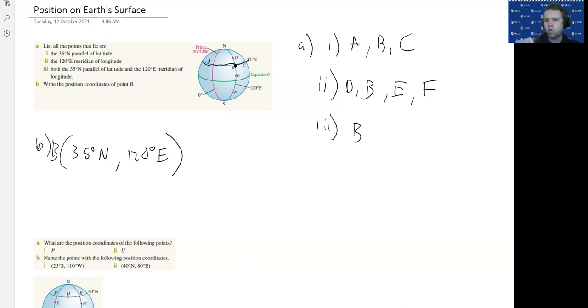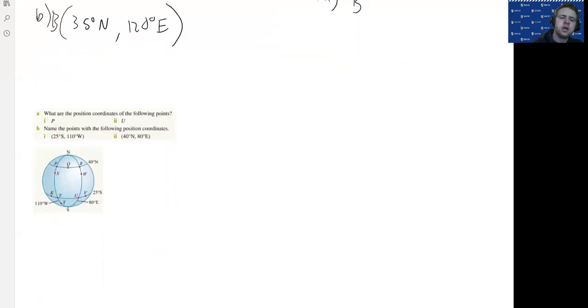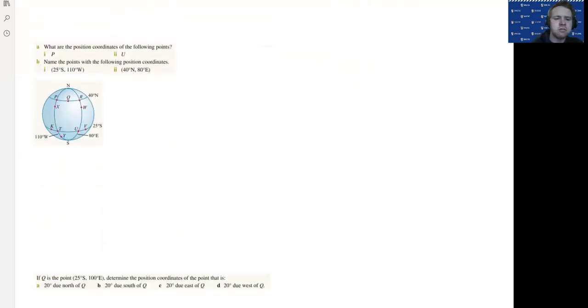So when you're writing coordinates with latitude and longitude, it's always the north-south first, and you say what angle north or what angle south, and then what angle east or what angle west. It's kind of like X and Y, except we do north-south on the first coordinate, and then east-west on the second coordinate, and we put those in brackets, just like you would if you were doing coordinates on a number plane.